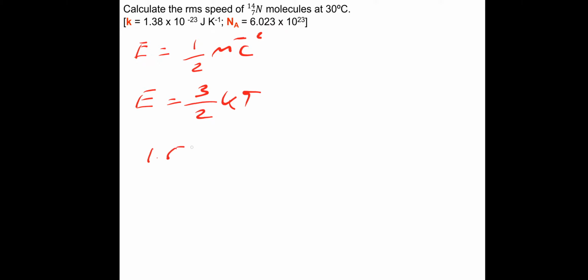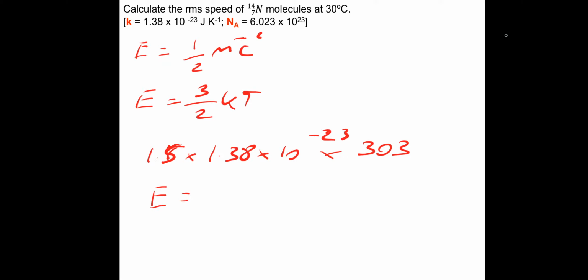So 1.5 times Boltzmann's constant, 1.38 times 10 to the minus 23, multiplied by the absolute temperature. It's 30 degrees Celsius, so we need to add 273 Kelvin. So we've got 303 for the temperature, so that gives a kinetic energy that's equal to 6.27 times 10 to the minus 21 joules of energy.